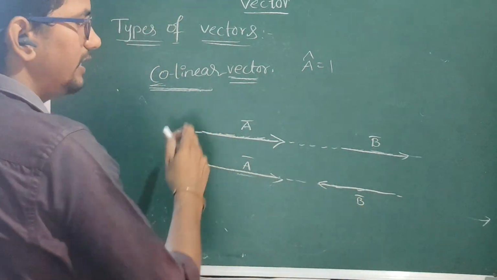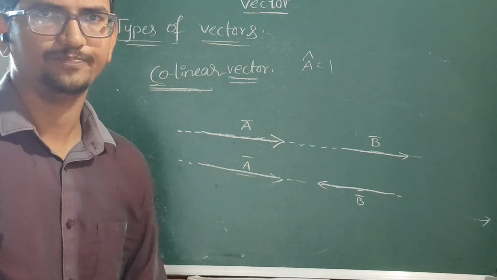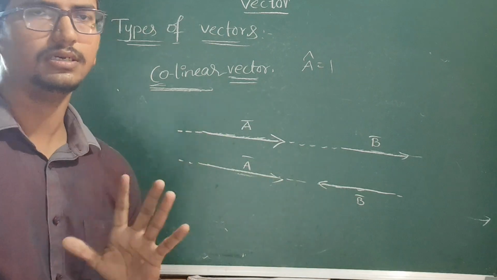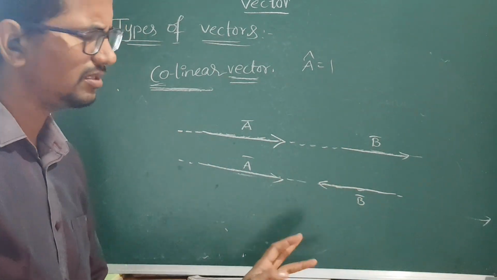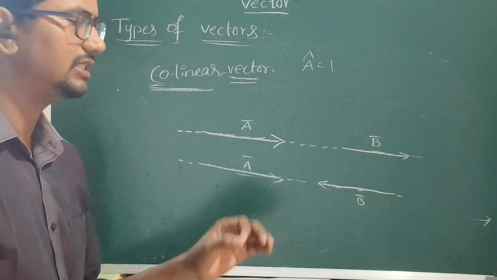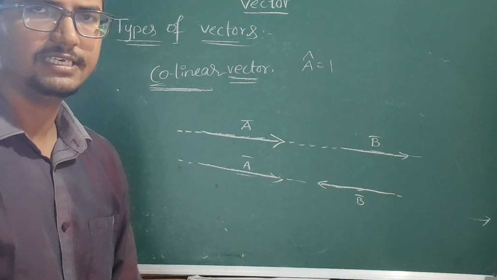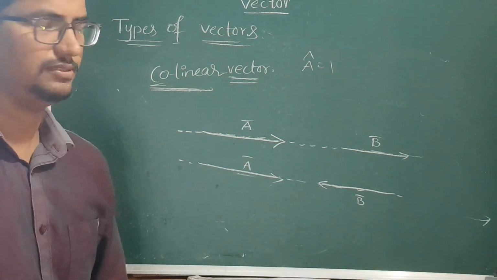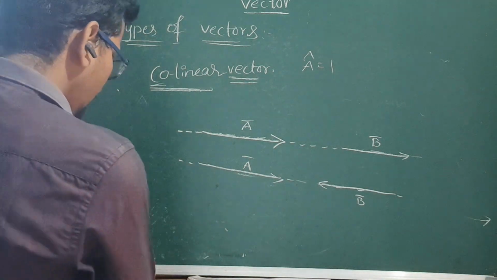What is the meaning of collinear vector? Vectors which lie on the same line, whose magnitudes may or may not be equal, shown like this along the direction or opposite direction also. That can be indicated by the collinear vector. Co means more than one vector is there, linear means the same line, so two vectors placed on the same line are called collinear vectors. These are the types of vectors.